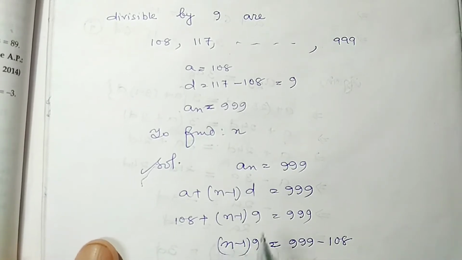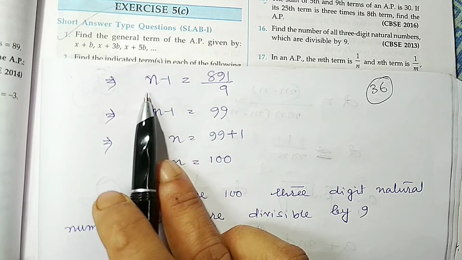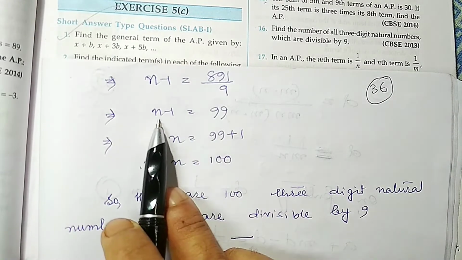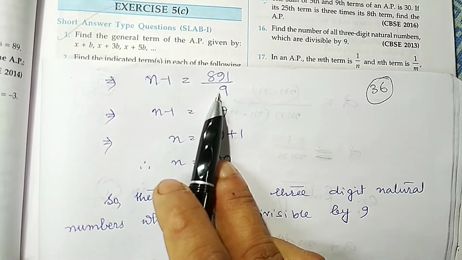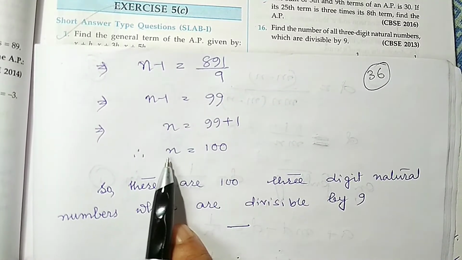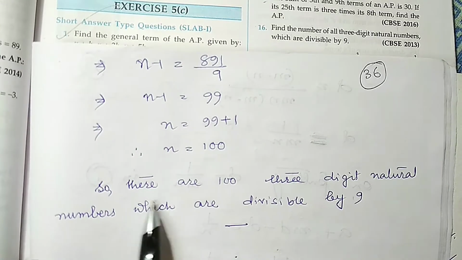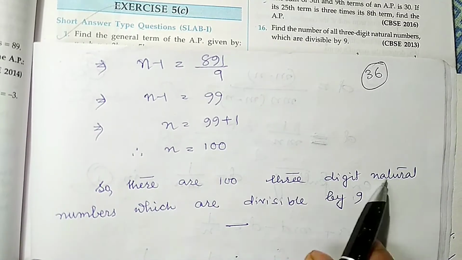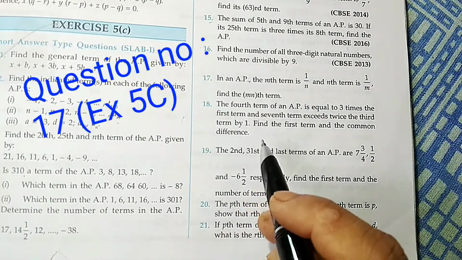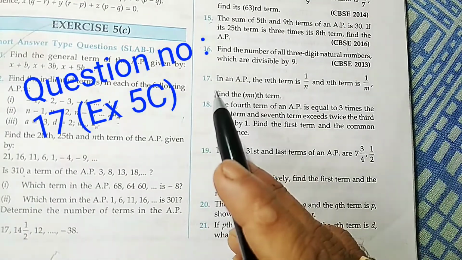So n minus 1 into 9 is 999 minus 108. So n minus 1 equals 891 divided by 9. If I divide this, I am going to get 99. So n equals 99 plus 1, so n equals 100. So there are 100 3-digit natural numbers which are divisible by 9. I hope till now everything is clear. Let me discuss question number 17.